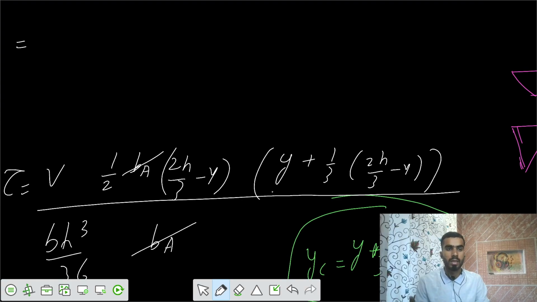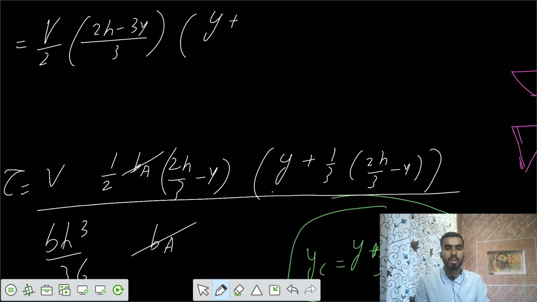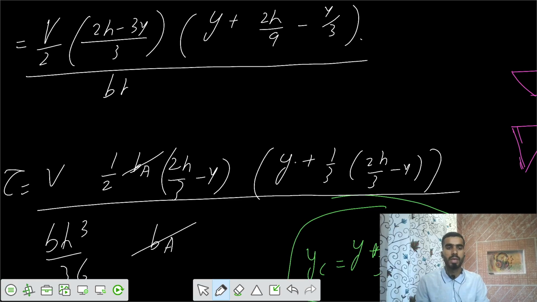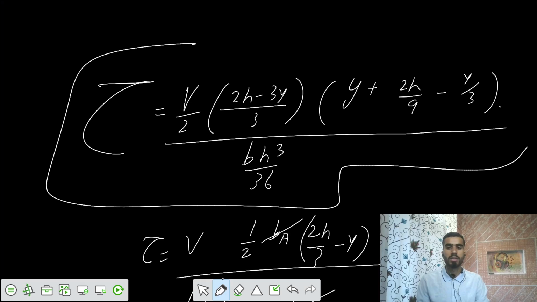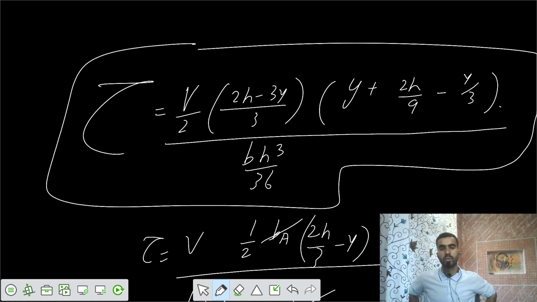So let's calculate that. We got V/2 into (2h minus 3y)/3, and we got y plus 2h/9 minus y/3. So we got this part from the top, and from the bottom bh³/36. So we got this equation. Shear stress equals V/2 times 2h/3 minus y, times that extra.